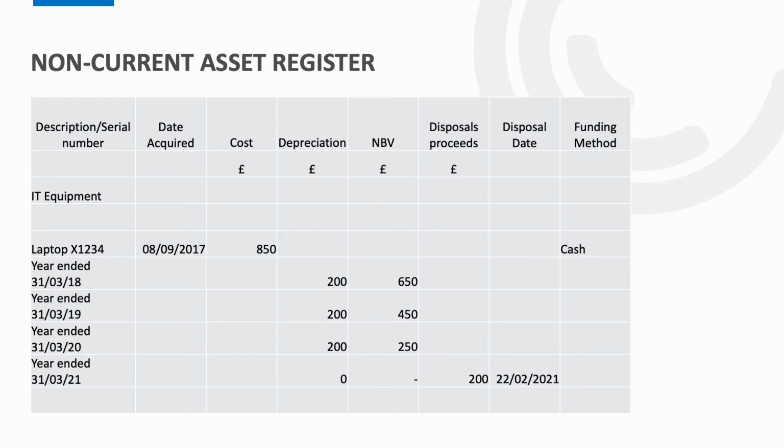Now let's look at an example. So here we have the basic format of an asset register. In this example, we can see that the category of asset is here, followed by the details of the asset purchased on the 8th of September 2017, this being for a laptop. We can also see the original cost, the depreciation value, and the net book value at the end of each year. Finally, we have the disposal date and the amount the business received for the asset. It's worth noting at this point that it's good practice to do a physical check of the items listed in the register from time to time to make sure you still have them.